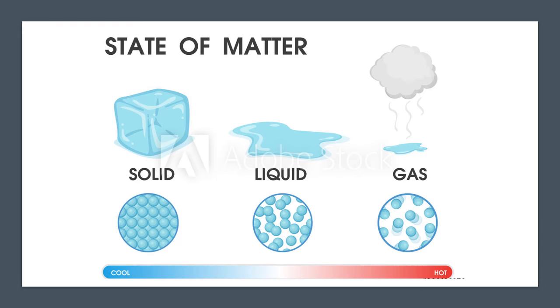In the gaseous state of matter, there's a lot of space in between the atoms and molecules. This allows gases to be compressed or expand, depending on what's happening around it.